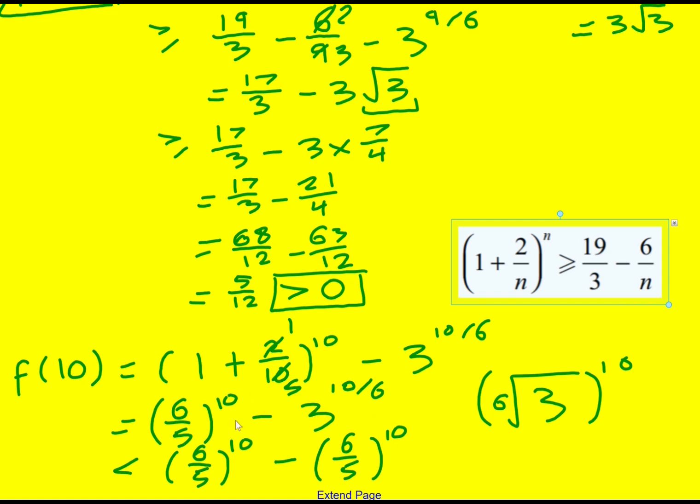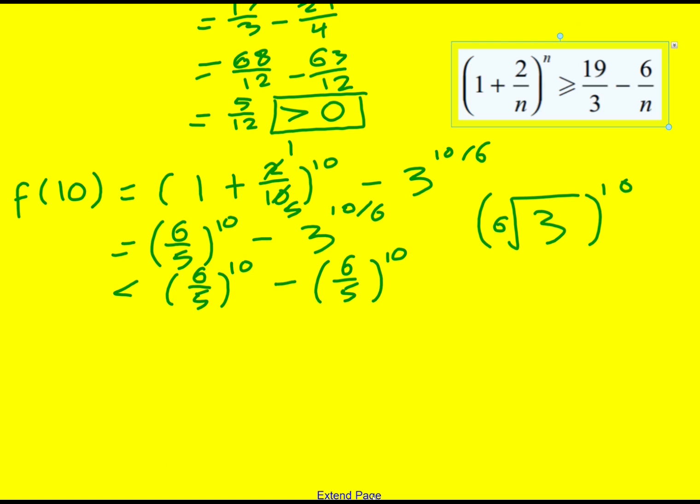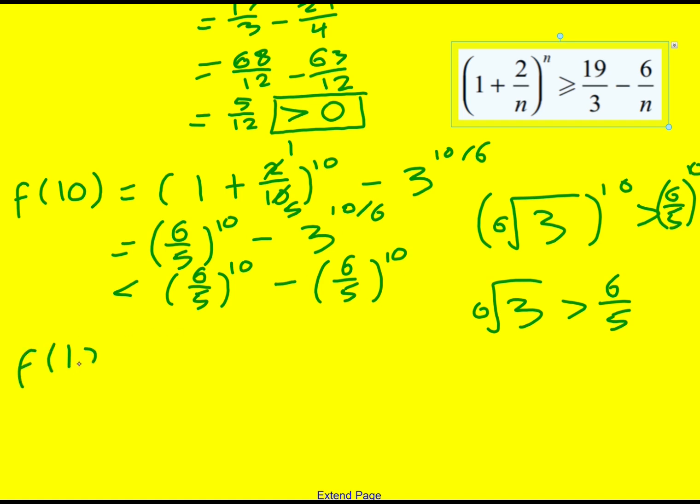So let me just clarify. I'm saying that because I know that the sixth root of 3 is greater than 6 over 5, then this becomes greater than 6 over 5 to the 10, which means if I'm subtracting them, f of 10 is going to be less than if I set it equal to 6 over 5 to the 10. So overall, f of 10 is going to be less than 0.